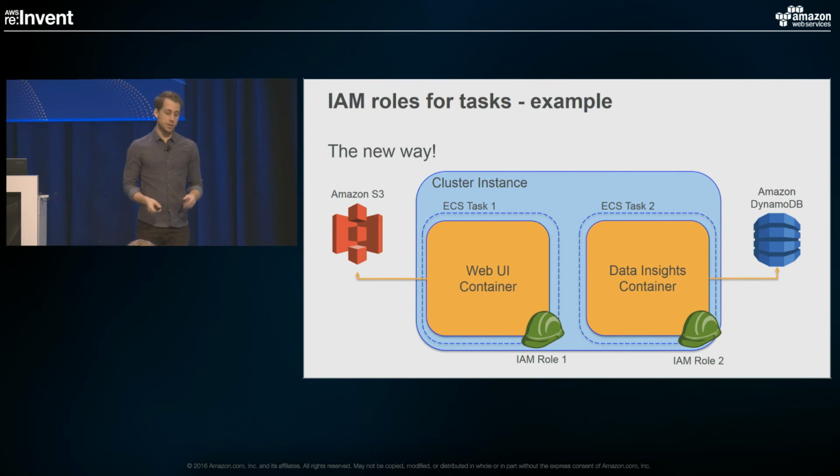We've released this feature that allows you to specify in each task an IAM role. And that allows you to ensure that the task only has the API privileges that it actually needs, and you can run as many tasks as you want on the same EC2 instance, but they don't have conflicting permissions.